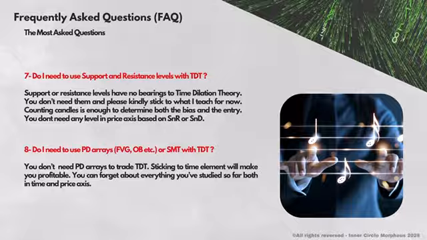Eighth question, do I need to use PD arrays, like FVG or OB or SMT with TDT? You don't need any PD arrays to trade TDT. Sticking to the time element will make you profitable. You can forget about everything you've studied so far, both in time and price axis.